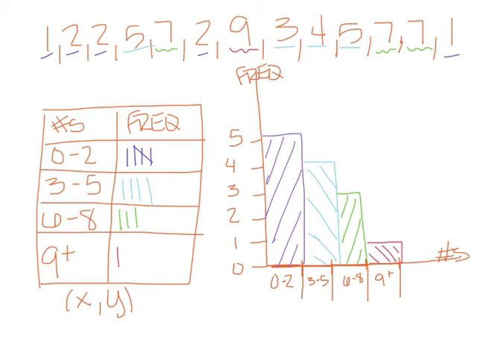So you can see that a frequency table yields the information to put in a histogram, and a histogram really resembles a bar chart more than any other type of graph.